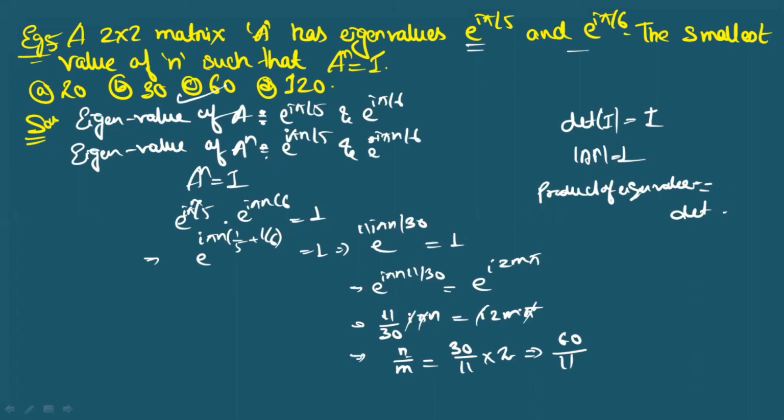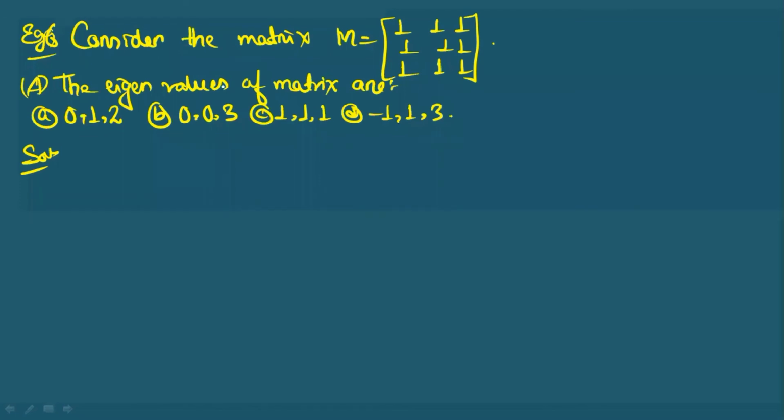Now we will see the next question. Here you will have to see what is given. Consider the matrix M equals 1, 1, 1. It is a 3 cross 3 matrix with all the elements 1. You will have to find the eigenvalues of the matrix. All the elements are 1.